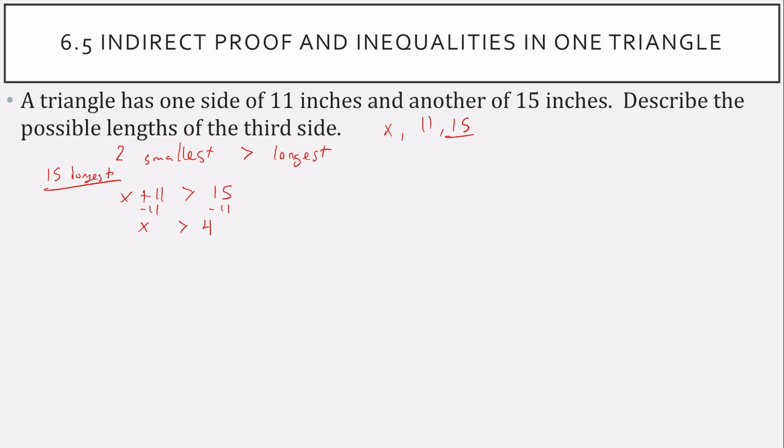But what if 15 is not the longest? What if x is the longest? Then we would have to add the 11 and 15, and that would have to be greater than x. So that would be 26 is greater than x. All right, so we're going to put this together. X is bigger than 4 and smaller than 26. So you'd write it like this: x is between 4 and 26 inches.